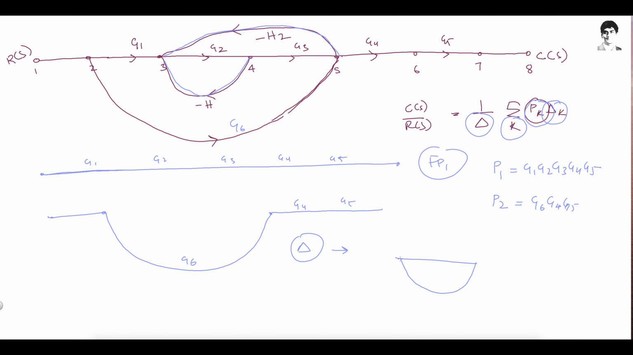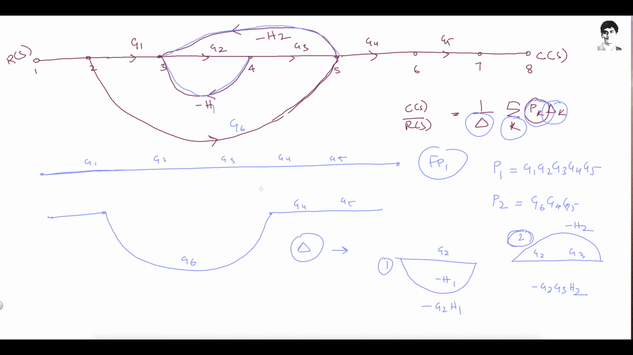This is one loop, G2 minus H1. And then there is one more, which is G2, G3 and minus H2. So what is the gain of the first one? This is the first one, this is the second one. What is the gain of this loop? You just multiply, right? What is the gain of this one? Second loop: minus G2, G3, H2. So these are our individual loop gains.